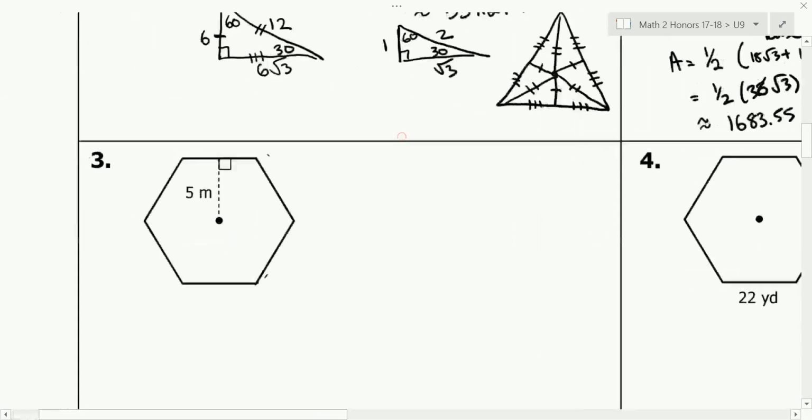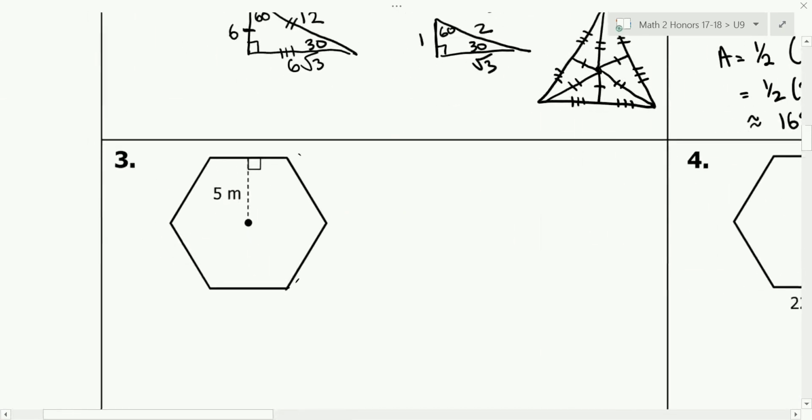Number 3 here. We have a hexagon. Here's an equilateral triangle that we want to find. If we can find the area of that and then multiply it by 6, then we're good. So I'm going to call this triangle ABC, and I'll put point D here as well.